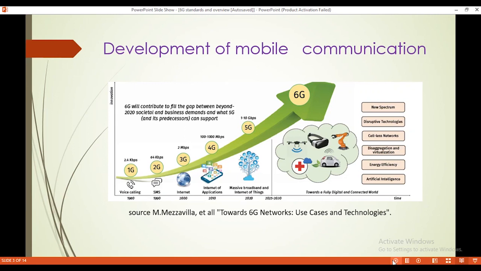Then the second generation, 2G, is based on digital communication instead of analog. It was using digital modulation techniques such as time division multiple access and code division multiple access, which can support both voice and short message service. And the most important and widely used mobile communication standard in the second generation was GSM.